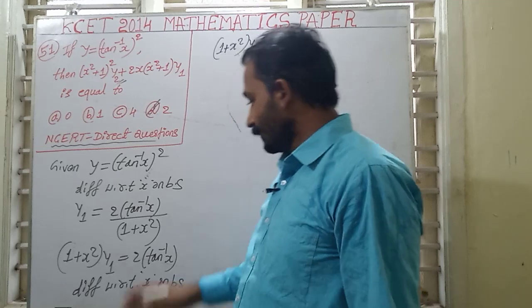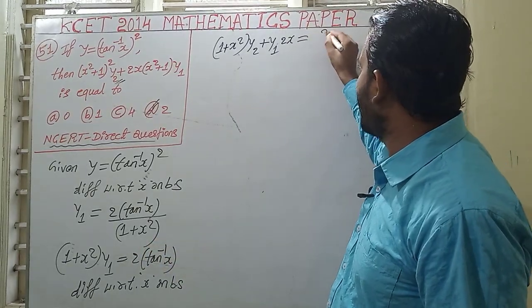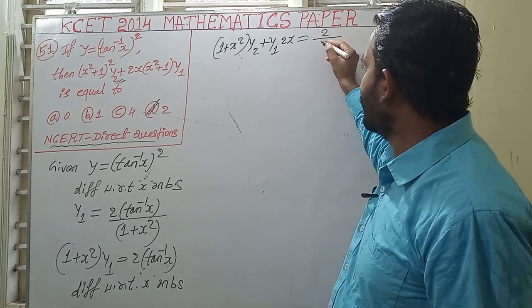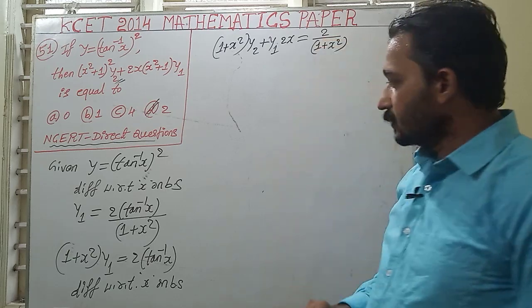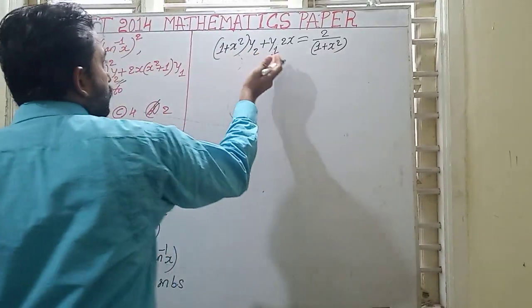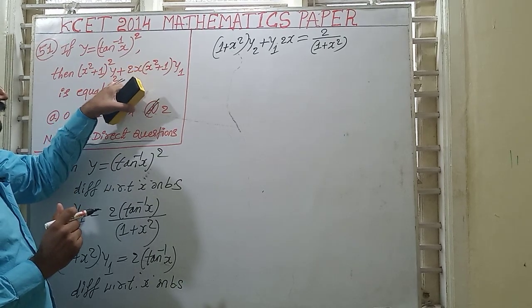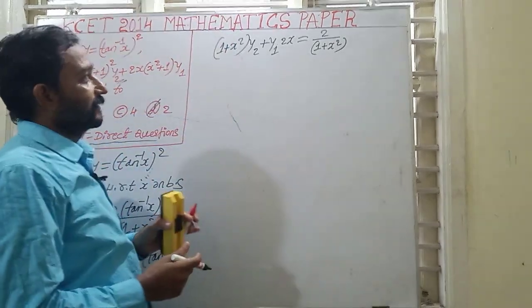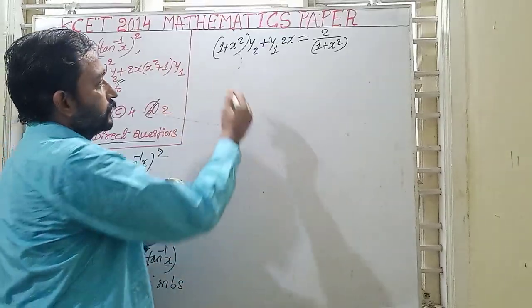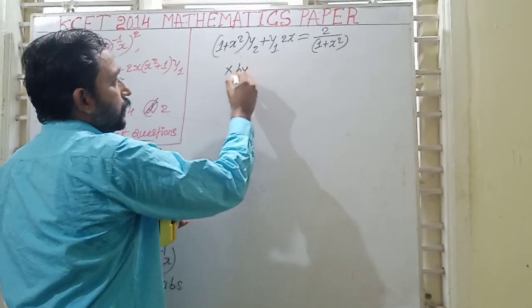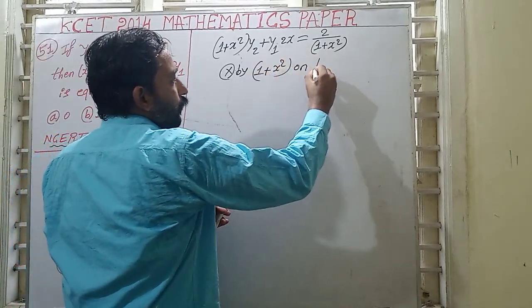Left hand side is over, move to the right hand side. The 2 stays as it is, differentiation of tan inverse x is 1 divided by 1 plus x square. Now compare this with the required expression: (1 plus x square) whole square y2, but (1 plus x square) whole square is not there. So multiply by 1 plus x square on both sides.